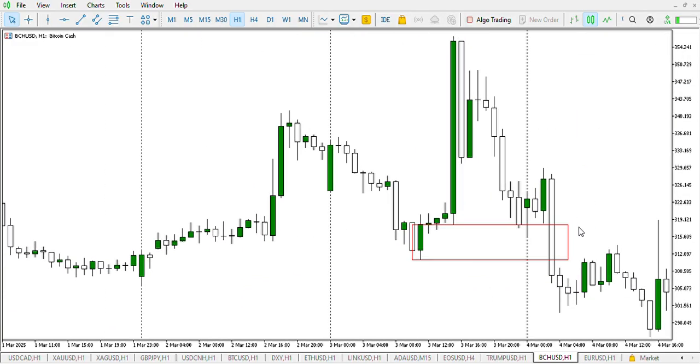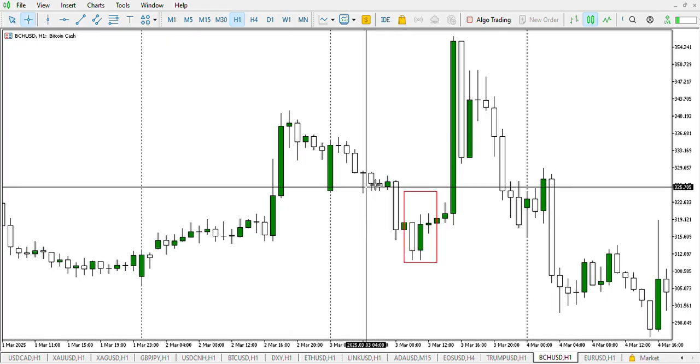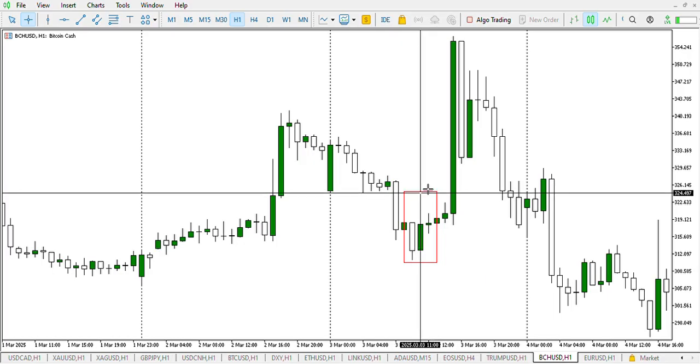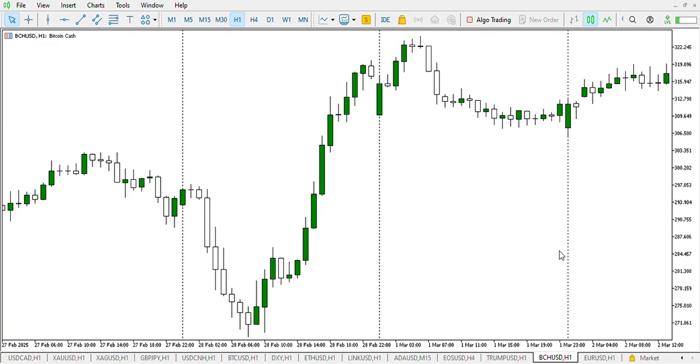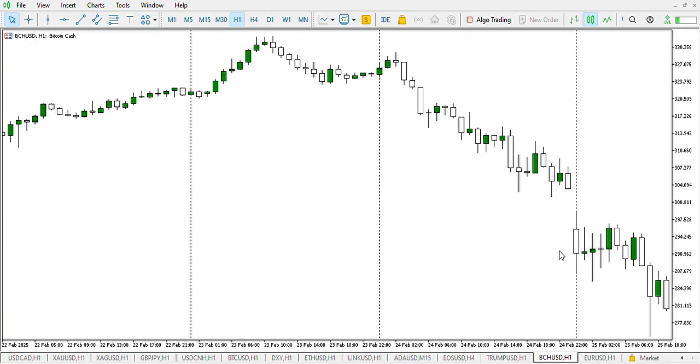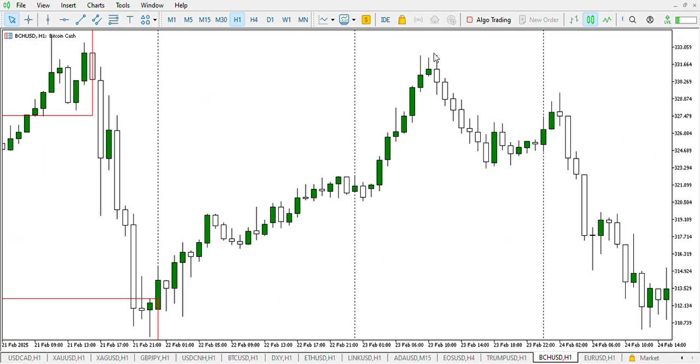We have a pattern here, a bullish engulfing candle. At what time? At the perfect time, 11, and you can see how the market jumped up even before the market retraced back down. Right here we have a bearish engulfing, and you can see how the market dropped immediately after the retest.